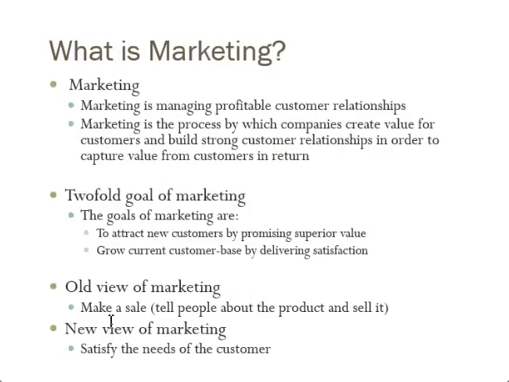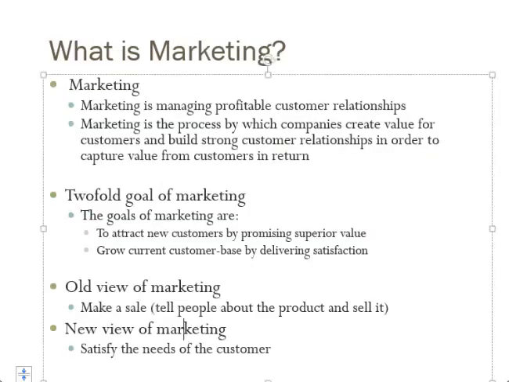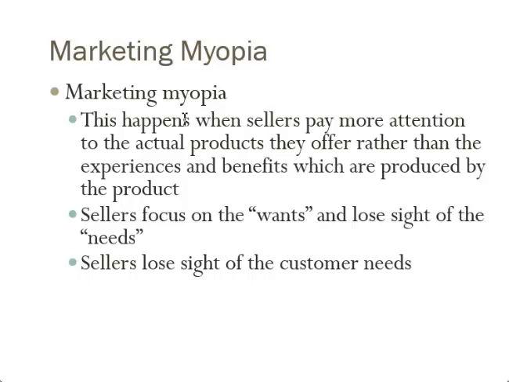Focusing only on that first thing, making a sale, could lead to this phenomenon. Myopia means short-sightedness. So short-sightedness from a marketing perspective occurs when the seller pays more attention to the products rather than the experience or benefits that are produced by the products. When you're selling something, you can't just look at what the product offers. What you need to look at is what the product offers with regard to the customer, with regard to the person that you're dealing with.